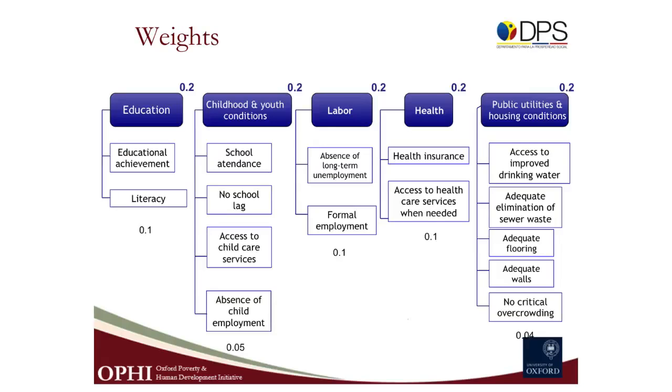Weights. They use nested weights. Similar to the global MPI, they give equal weights to all the dimensions, and equal weights to the indicators within the dimensions, because they think that reflects the equal valuation of all the dimensions. They tried other weights. They tried different weight schemes, but there was no consensus. So the experts didn't think that it would be a good move.